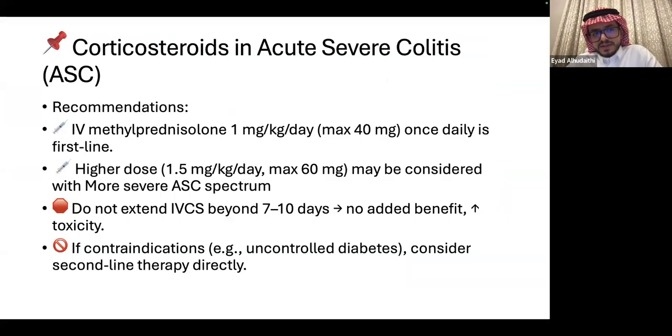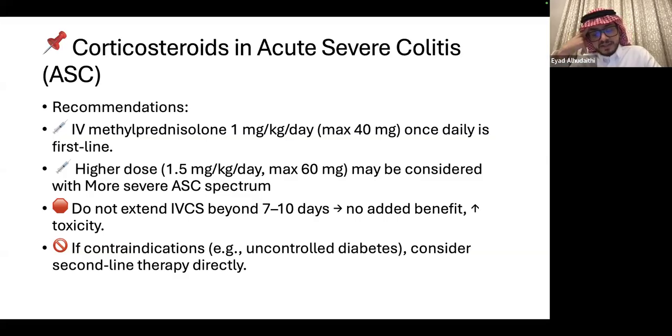So to answer this question, IV methylpred 1 milligram per kg, maximum 40 once daily is the first line. Higher doses, only in UC, acute severe ulcerative colitis, we can go up to 60 milligram. And there is no rule in Crohn's disease. We don't go beyond 40. Do not extend IV corticosteroid beyond 7 to 10 days. There is no added benefit and there is risk of toxicity.